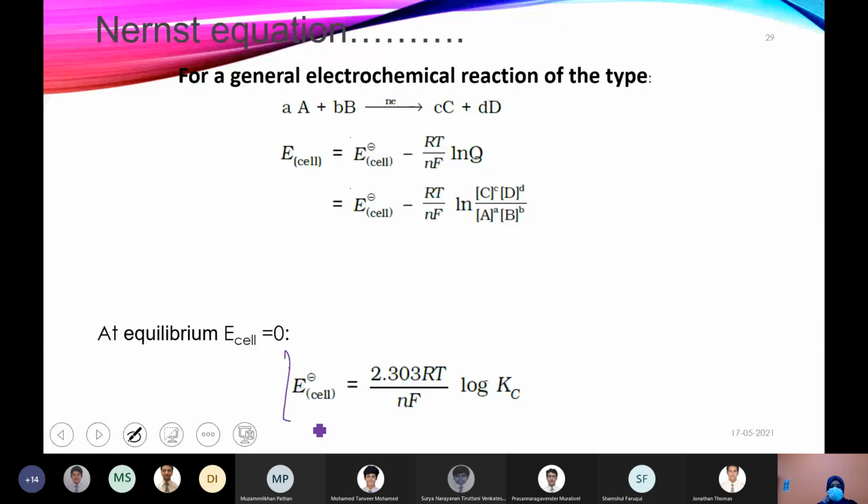So again, this is an important equation. And I have two more equations connecting Gibbs energy and equilibrium constant, E0 cell and all. After that, we'll do the numericals.